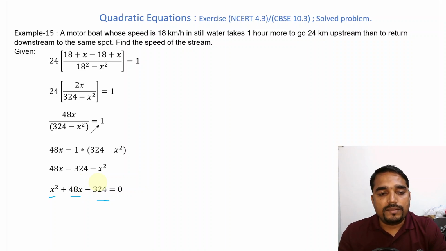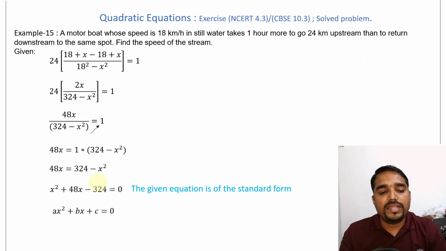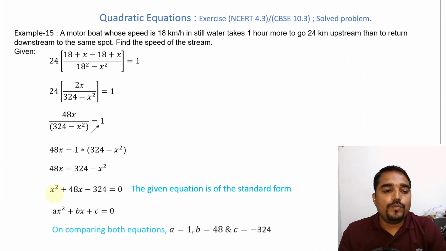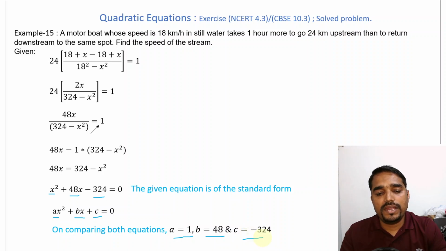And we also know that the standard form of a quadratic equation is ax² + bx + c = 0. That is, the first term contains an x² term, the second term contains an x term, and the third term is a constant term. On comparing the coefficients of x² and x, wherever there is a in the standard form, here we have no coefficient, which means a is equal to 1. Also in the standard form bx is there, here we have 48x, therefore b is equal to 48. Also wherever there is c, there is −324, therefore c is equal to −324.